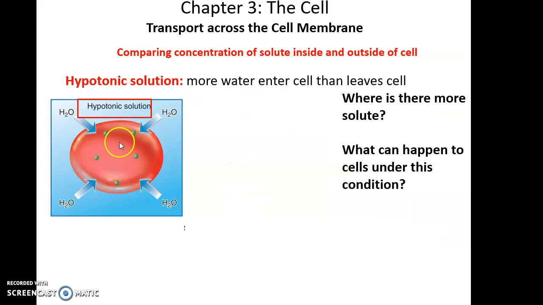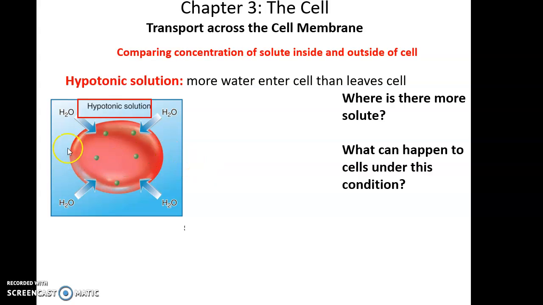Then, for instance, cells could find themselves in a hypotonic solution. So here's that red blood cell again. Now it's in a hypotonic solution. The solution outside is very dilute, inside is much more concentrated. So where is the more solute? It is inside of the cell.